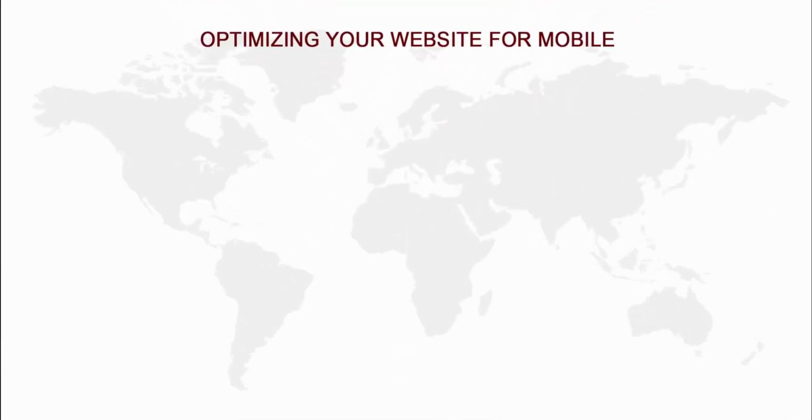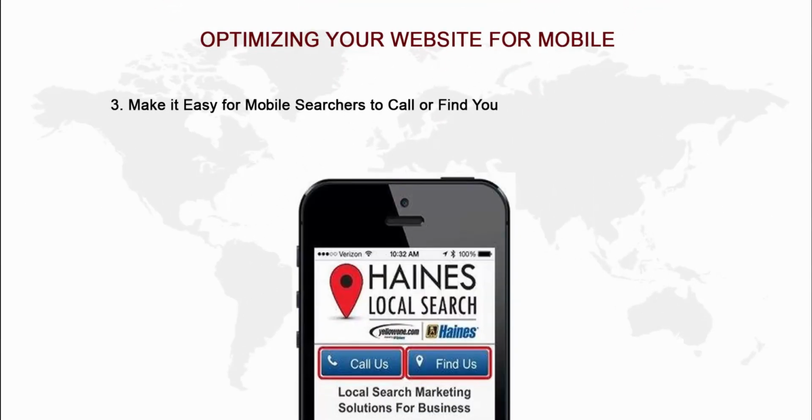Now let us start with the third parameter. In the current example of Haynes local search, there are two tabs which have been specified. One is called the call tab, the second one is called find us. Now these two tabs are highlighted. The reason is these two tabs on the back end are connected to the website, where if you click on those tabs you will get a direct call and you will directly get linked with Haynes local search.